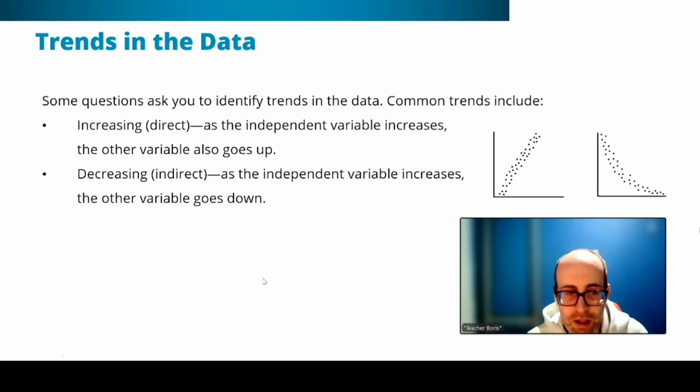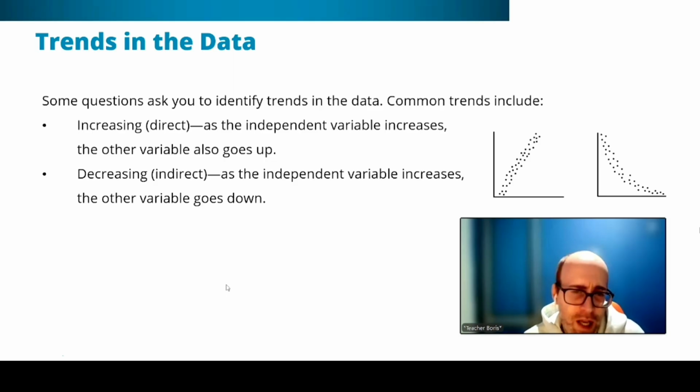The opposite or indirect relationship occurs when the dots are decreasing when you look from left to right. That's called indirect because the two variables do opposite things. As one goes up, the other goes down. As one goes down, the other goes up. That's an indirect or decreasing relationship.